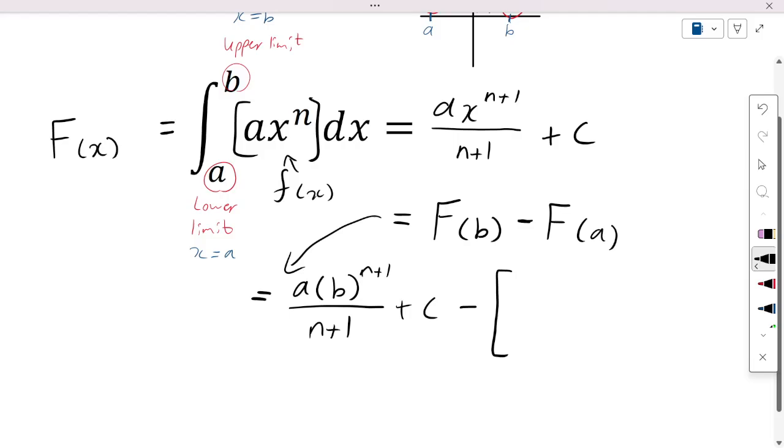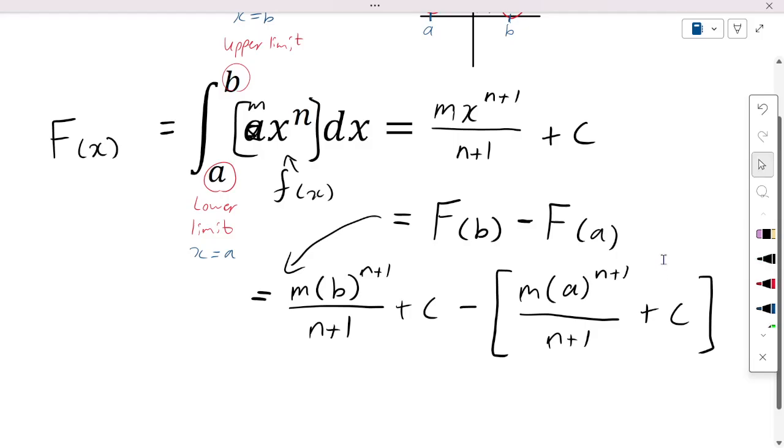Let's put the bracket here. Maybe a is not the best one to use in this case, so I'm just going to be using m for now. So m would actually be our constant. Let me just change this to m, and then obviously this would be m. Okay. So this will be m multiplied by a raised to the power of n plus 1 because we replaced x with a over here, divided by n plus 1 plus c.